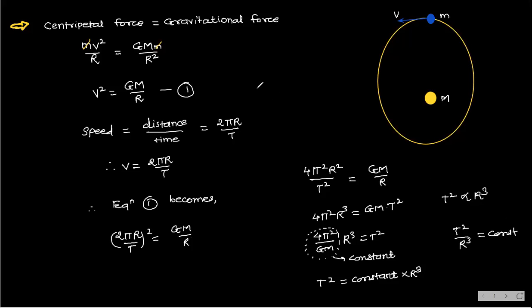And that's why Kepler's third law is saying that T square is directly proportional to R cube. That is, the square of the time period of revolution of a planet is directly proportional to the cube of the average distance between the Sun and the planet. Understood? Is that clear? Any doubt?